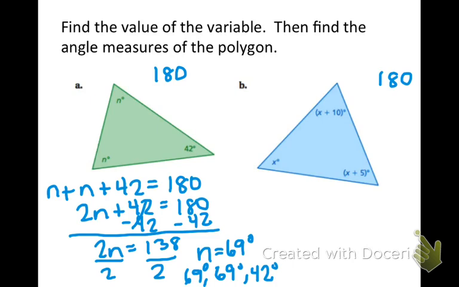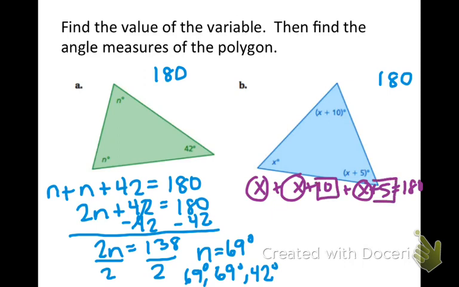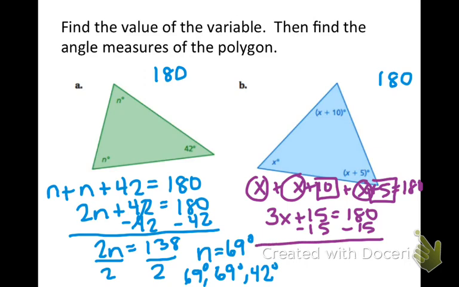For the second one, I have x, x plus 10, and x plus 5 as my three angles. So I can combine the like terms here. So I would get 3x plus 15 is equal to 180, and I would subtract the 15 from both sides, and finally divide by 3.